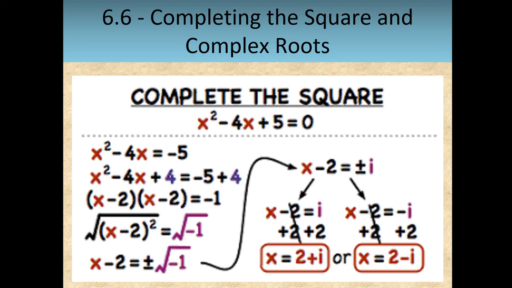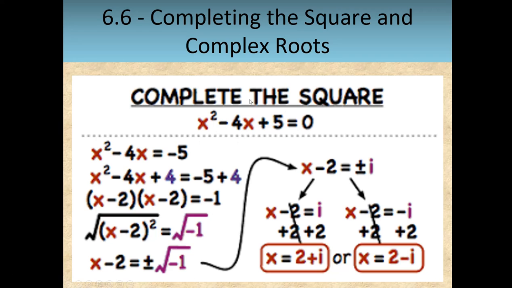Hey everyone, we're going to continue our discussion with complex roots and talk about completing the square in order to get complex roots. If you recall, there are a few different steps when dealing with completing the square. When you get the handle of it, it can actually be a lot quicker and easier than using the quadratic formula, but there is a lot more to remember. So this picture gives a breakdown of what you have to do.